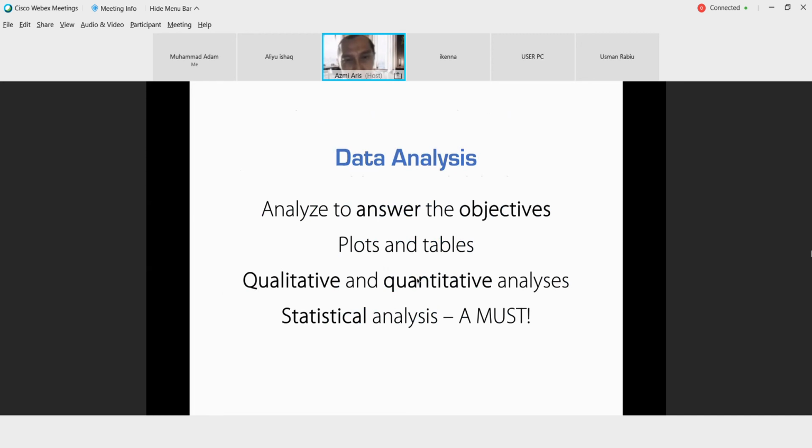statistically. Just by eye view, looking at the plots, looking at the tables is not sufficient. It has to be confirmed, validated statistically using some statistical approach. That is a must in PhD or master by research work.